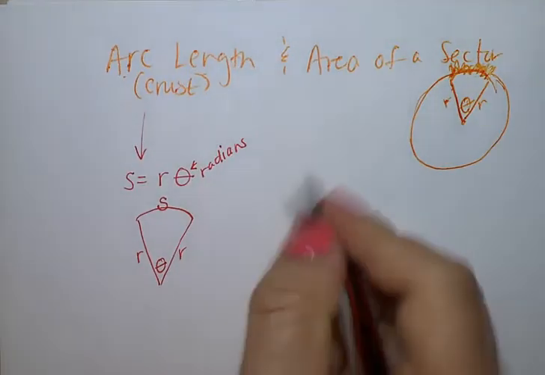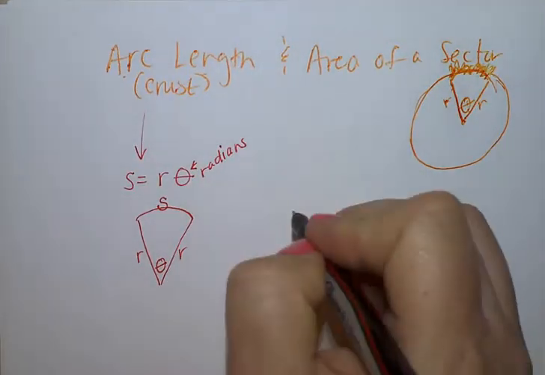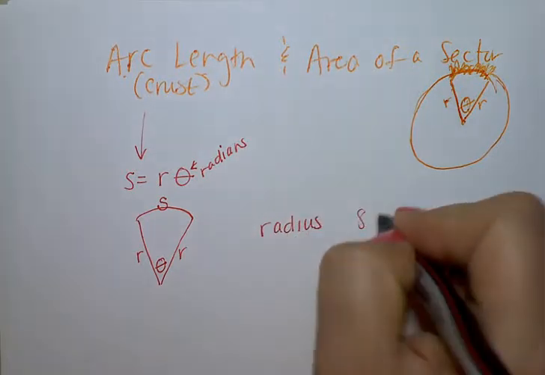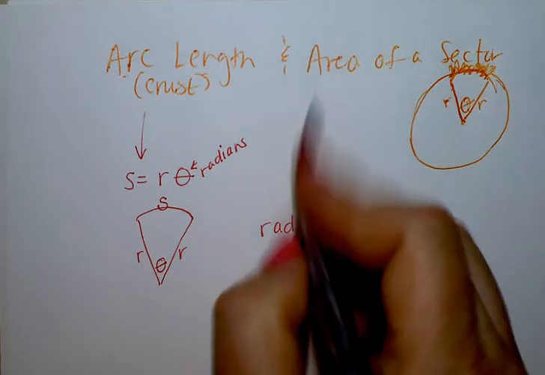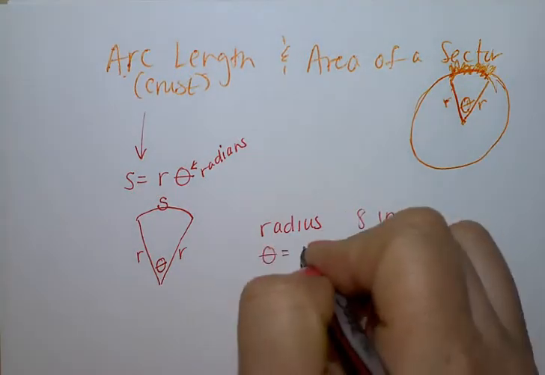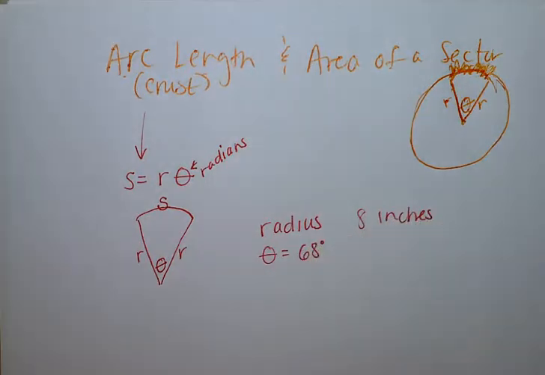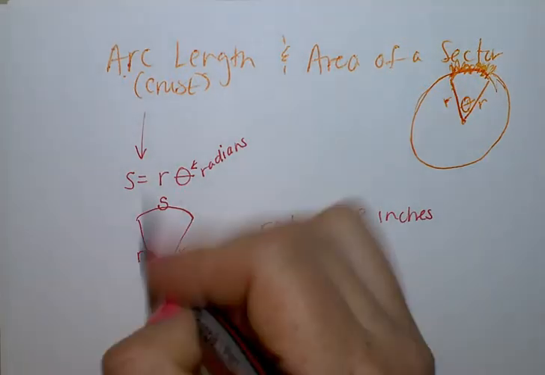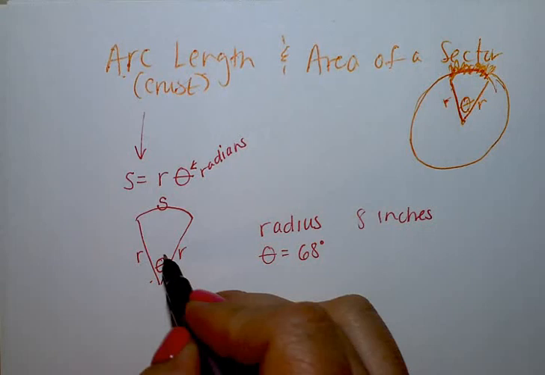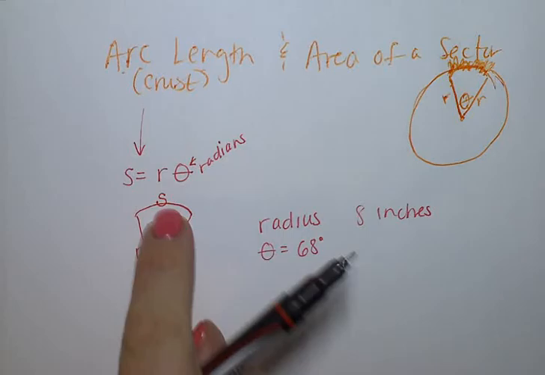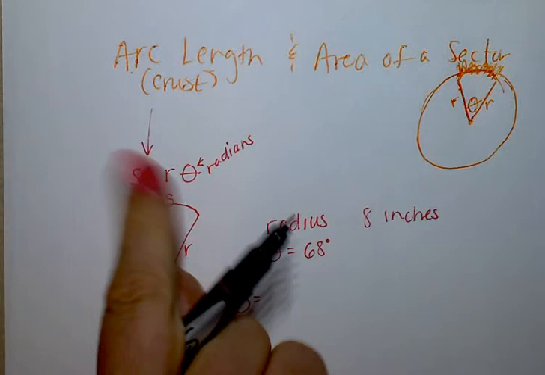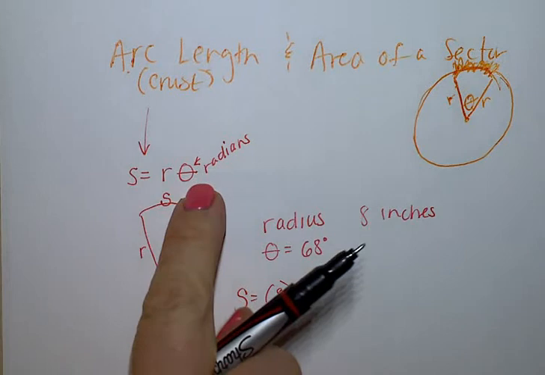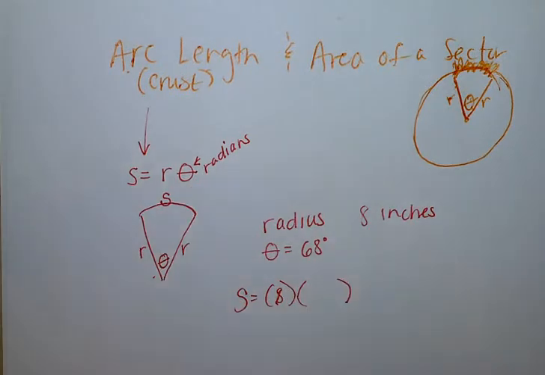So here's our first problem. We're going to be told that we have a radius of 8 inches, and we have a central angle that is equal to 68 degrees. What is the length of the arc on a sector that has a radius of 8, this is 8 and this is 8, and this inside angle is 68? So to figure that out, we're going to write this formula down. S equals R, which is 8, times, not 68, we have to convert 68 into radians.